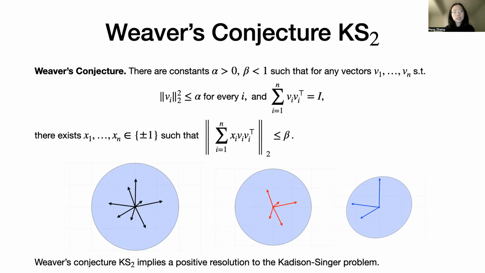Here, these two constants, alpha and beta, are independent of the number of vectors and also the dimensions of these vectors. So roughly speaking, if we have n vectors that are in the isotropic position, and there is no vector with a large Euclidean norm, then there exists a partition of all these vectors into two groups, so that the two groups are similar in a spectral sense. Weaver's conjecture implies a positive answer to the famous Cadison-Singer problem.